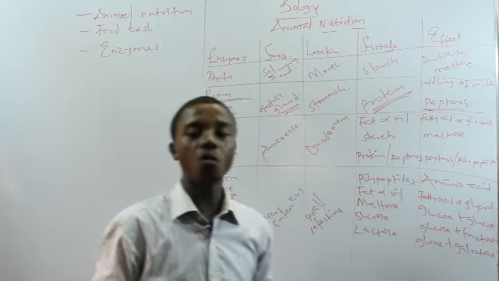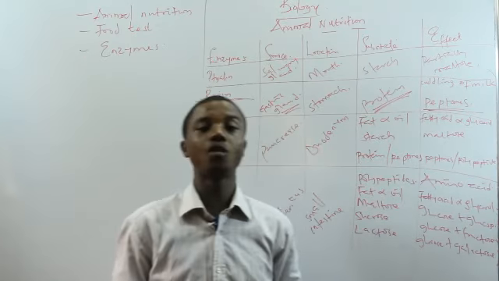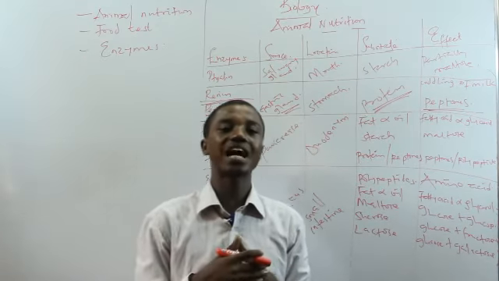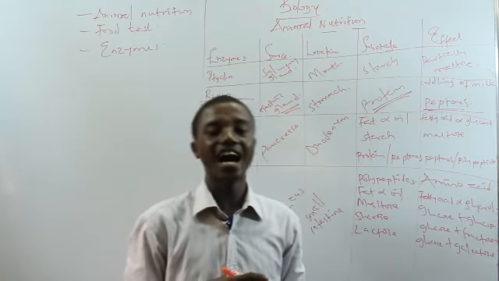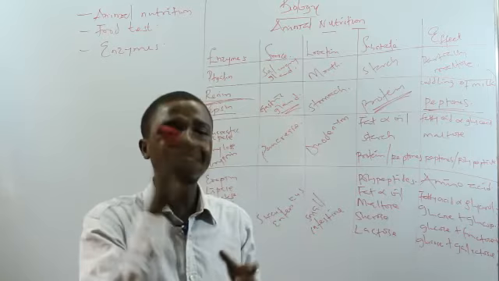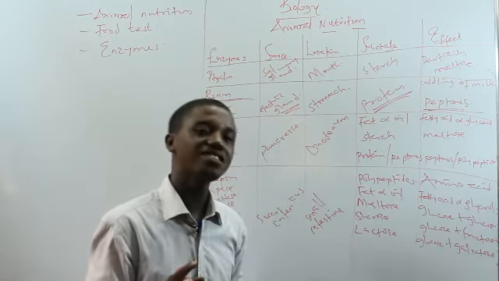In the duodenum, we have three notable enzymes. We have the pancreatic lipase, we have the amylase, and we have the trypsin. The pancreatic lipase acts on fat and oil to give us what we call fatty acid and glycerol. Take note, the pancreas is the source.